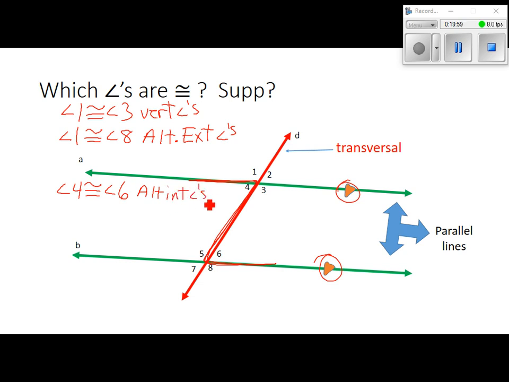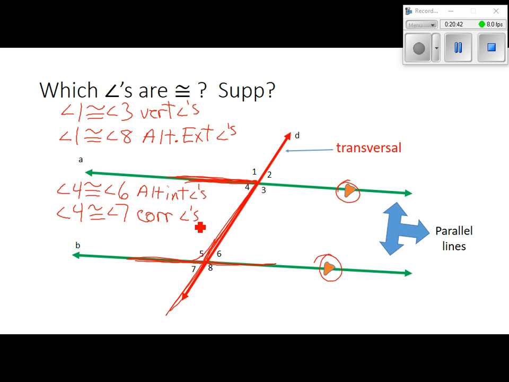Now we also know that angle 4 is congruent to angle 7, because if we take the two green lines and smash them together, they are corresponding angles. So just looking at this, I'm just going to name a bunch of pairs of angles. Angle 3 and angle 8 are also corresponding angles. Angle 5 and angle 1 are corresponding angles. Angle 2 and angle 6 are corresponding angles.